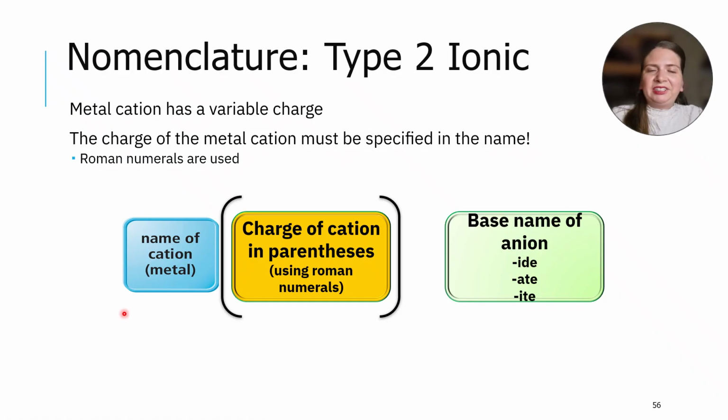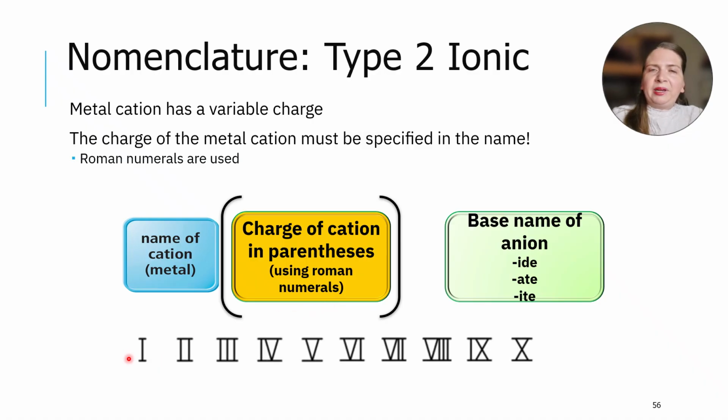Now we will move on to type 2 ionic compounds. In type 2 ionic compounds, the metal cation can have multiple possible charges, and therefore the charge of the cation must be included in the name. The charge is written using Roman numerals in parentheses. Let's review Roman numerals from 1 through 10.